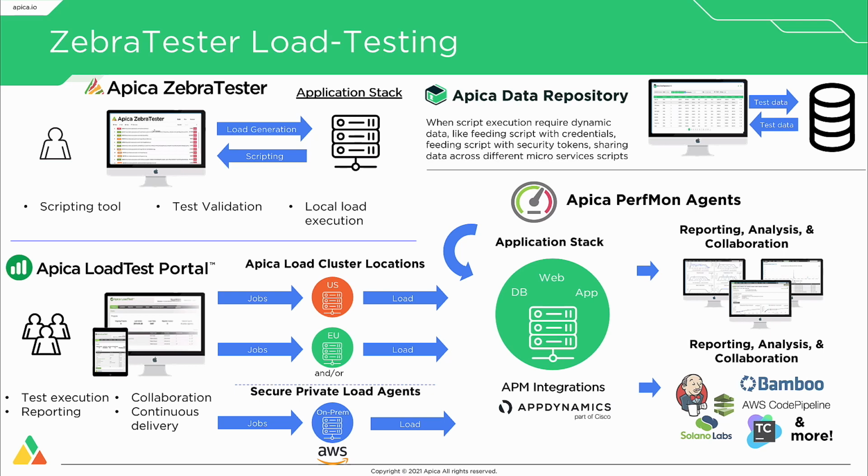So you can run a local Zebra Tester instance in your environment and grab that scripting information. You can run that standalone on your own environment, or put that into the Apica load test portal and be able to do these things at scale in an automated way that's simplistic, that has all the alerting capabilities and all the functional enrichments built into the system.